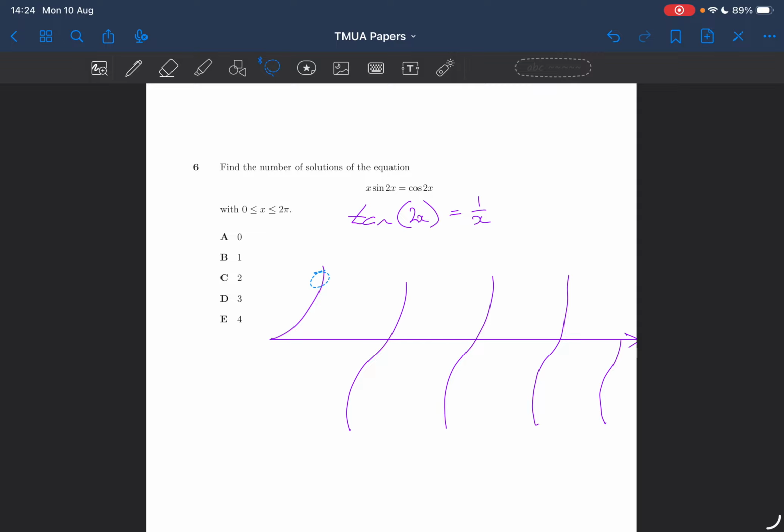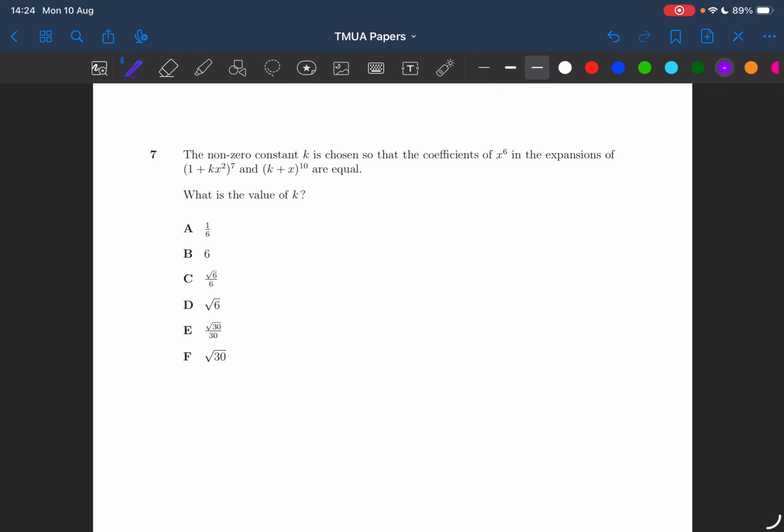And the next thing then, let's just go through and draw the 1 over x. Well, it's going to do something like this, and how exactly it does it, who cares? The only thing we actually do care about is that, and that. And you can see therefore it's going to be 4. That looks good. On to number 7.